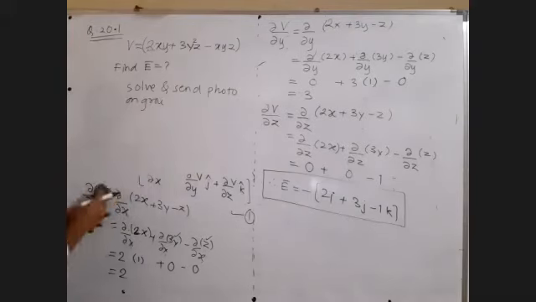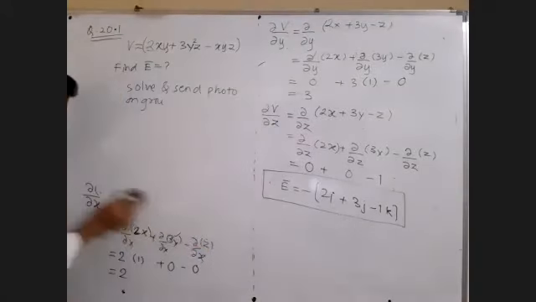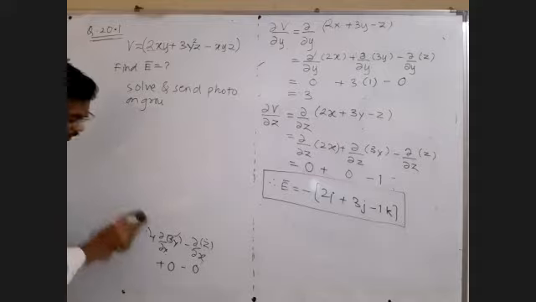You know how to take partial derivative. Partial derivative with respect to x. So later x will be variable. All other letters will be constant.